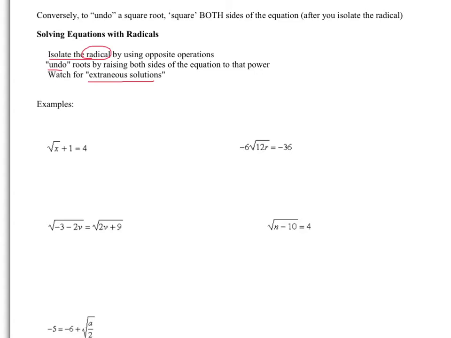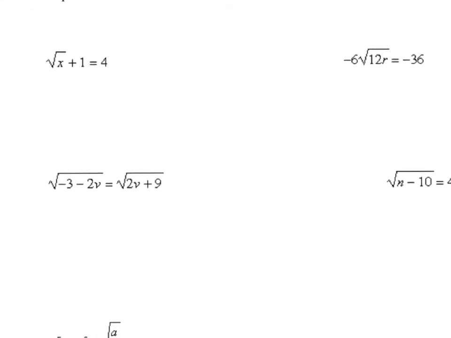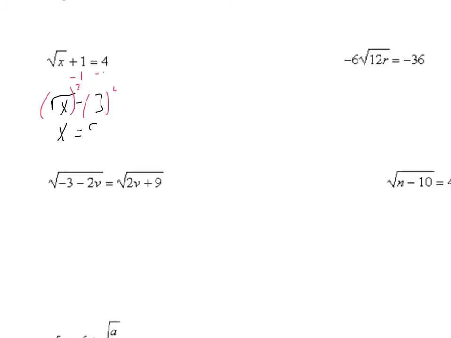So the same scenario is at play here as with squares. We want to isolate the root, so we would subtract 1, which would give us root x equals 3. We would square to undo the root, and we get x equals 9.